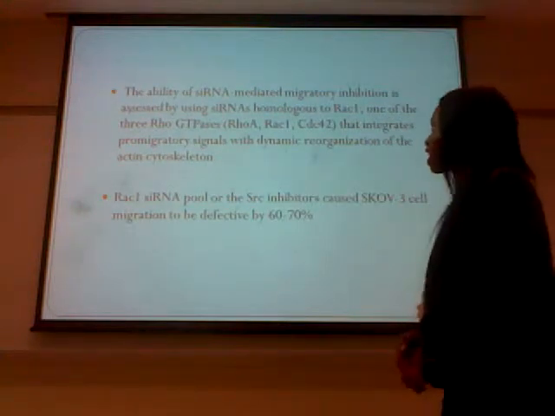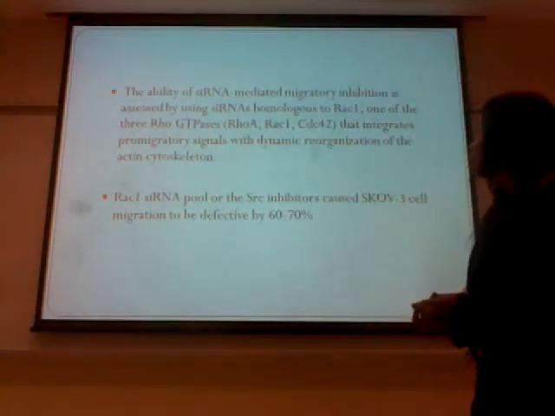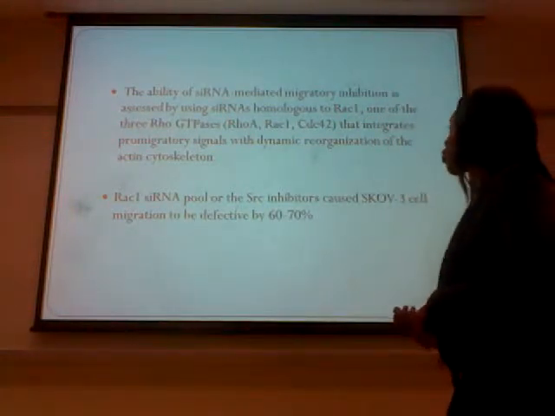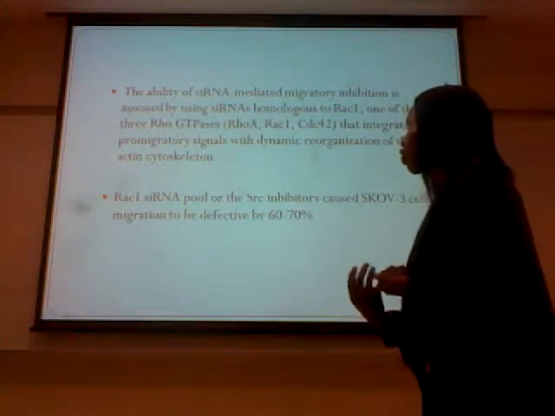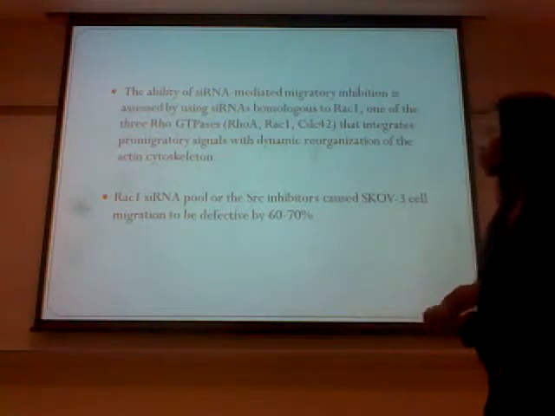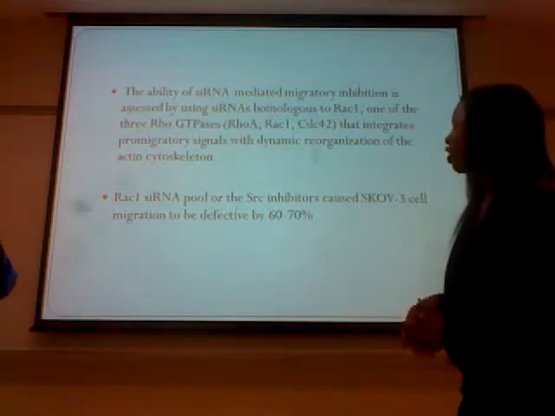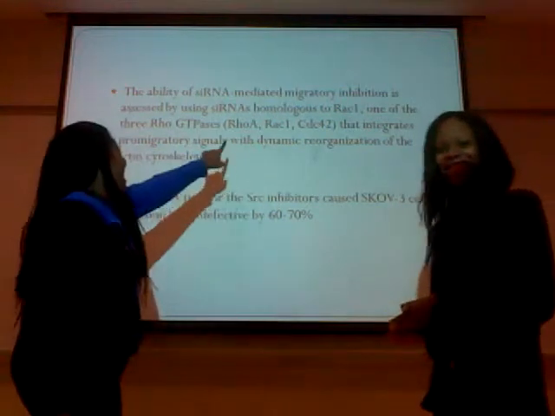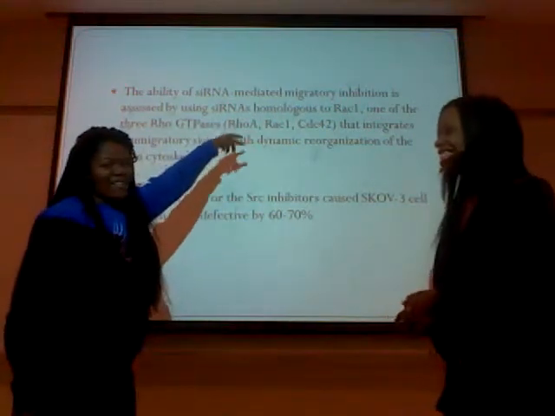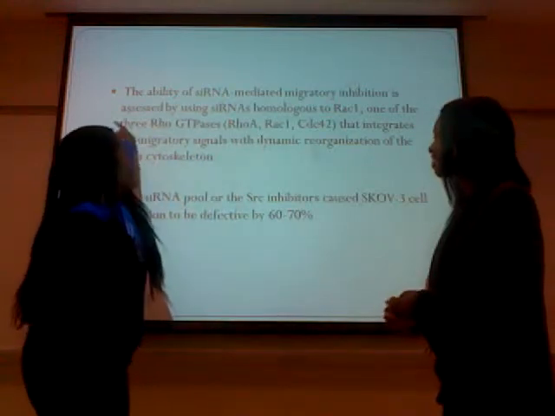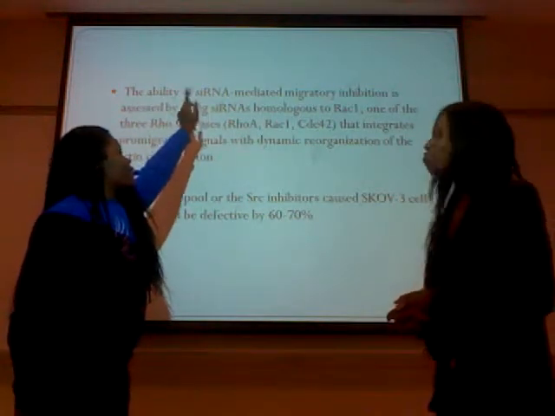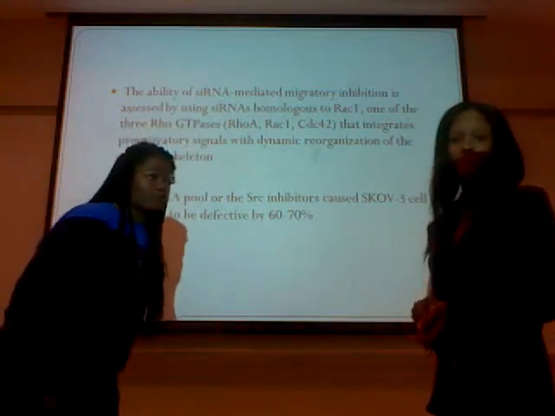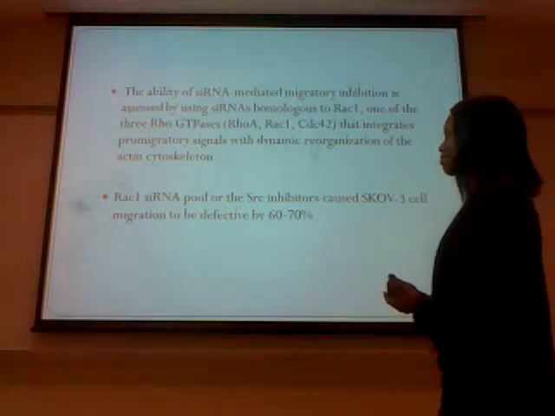The ability of siRNA-mediated migration inhibition is assessed by using siRNAs homologous to RAC1, one of the 3 Rho GTPases that integrate signals with dynamic reorganization of the actin cytoskeleton. To point out again, these Rho GTPases are very critical in actin reorganization. So these siRNAs can really come into great play when cancer is getting out of control.